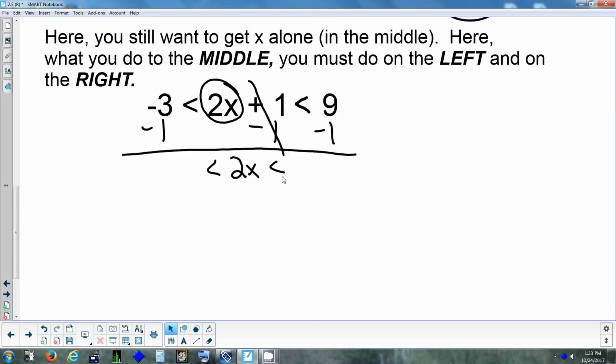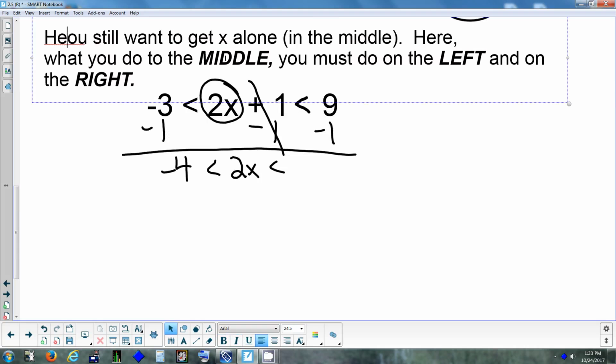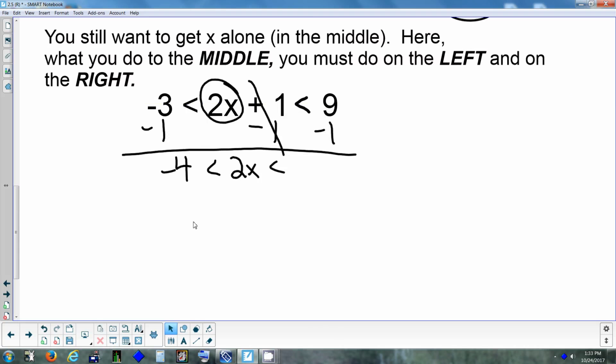-3, -1. I have the same sign, so I'm combining: -4. Nice job. On the other side, I get a 9 and a 1. So Nathan, what do I get? 9 minus 1. You get an 8. Good. Now remember what I did before. I had something in the middle, and I had to do it on both sides. Mallory, go ahead. We would divide by 2 on both.